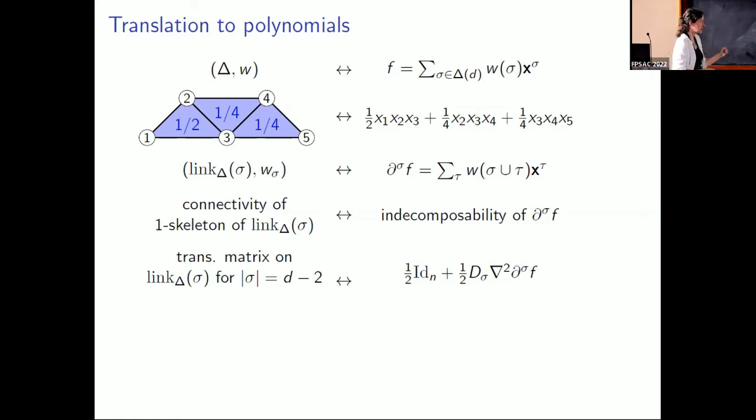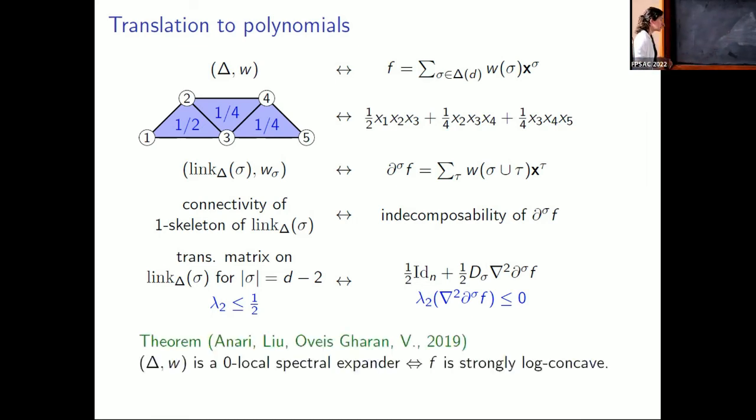So this is not meant to be super well understood, but just to give a flavor of what's involved. But in particular, this bound that was asked for in the Kaufman-Oppenheim theorem really comes from the second eigenvalues of Hessians of derivatives being non-positive. And so in particular, the condition for being a zero local spectral expander, whatever that is, actually turns out to be exactly the same as a certain polynomial being strongly log-concave on the positive orthant.